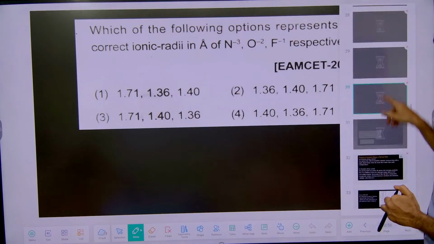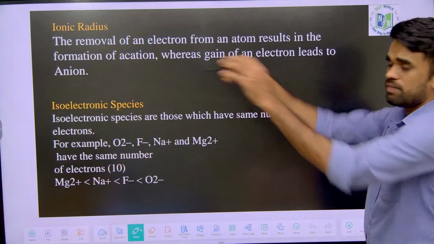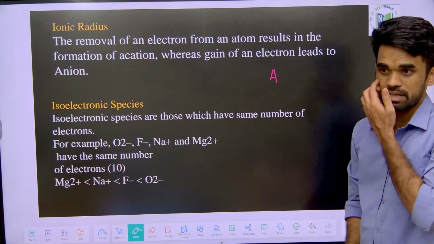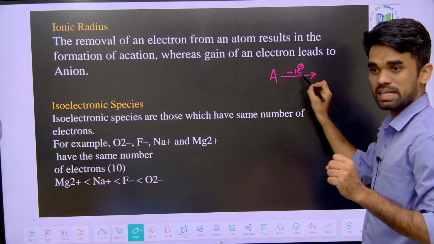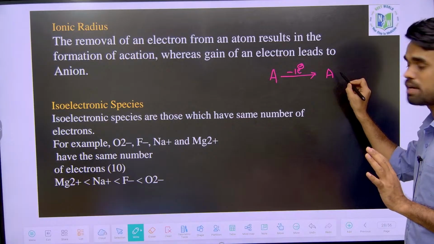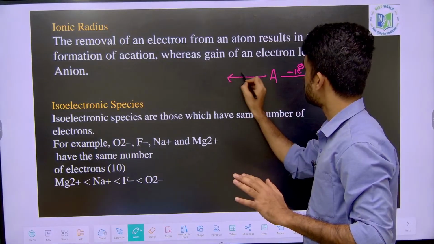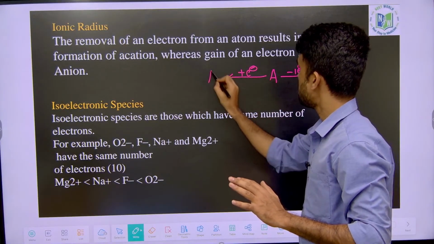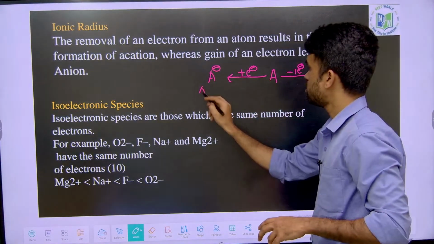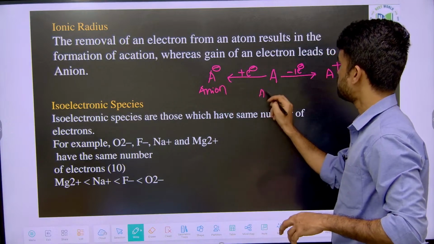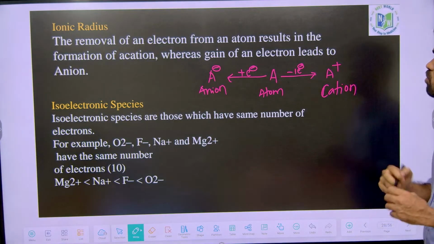Okay, we will discuss about ionic radius. For any element, let us consider A is an element, an atom. I am removing one electron from it, so that it becomes A plus. Now I am adding one electron to the atom, it becomes A minus. So this is anion, this is atom, and this is cation. Tell me, where do we have more positive charge?